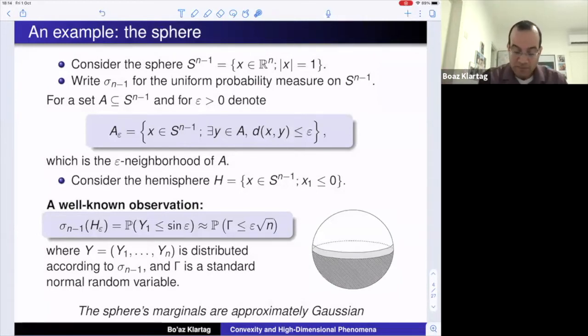So what you conclude is that the amount of mass of this hemisphere plus this little strip about the equator is almost 1. It's 1 minus e to the minus the dimension. And of course, this is also true for the northern hemisphere. So what we conclude is that lots of mass is located very close to the equator. When you just take this tiny neighborhood, it looks tiny in dimension 3, but it actually captures large parts of the sphere.